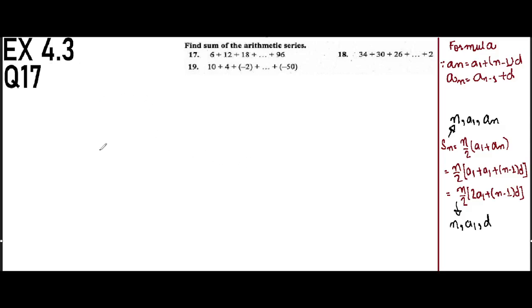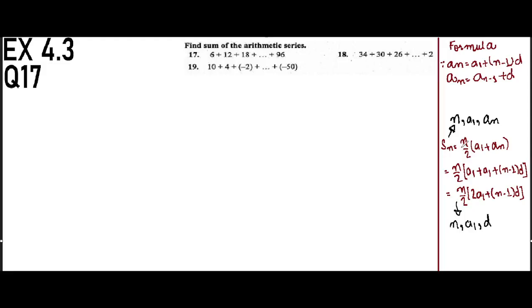Bismillahirrahmanirrahim. We are going to start question number 17 of exercise 4.3. We have learned the formulas of nth term, which is an is equals to a1 plus n minus 1 into d, and the second one is derived from the first one. Then we have also learned the two formulas of sum of arithmetic series.